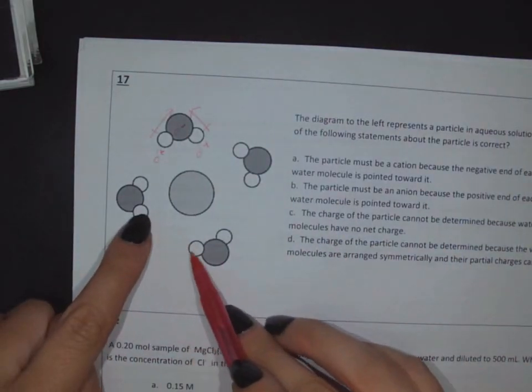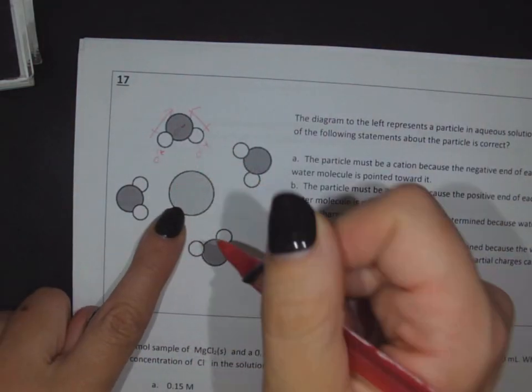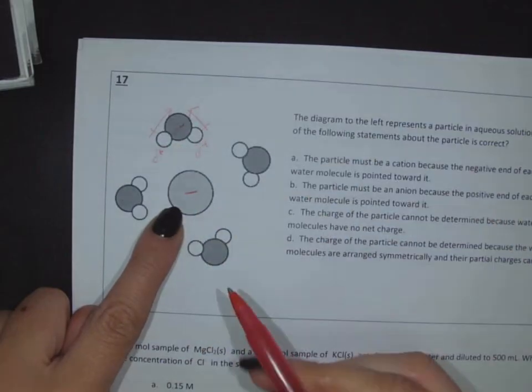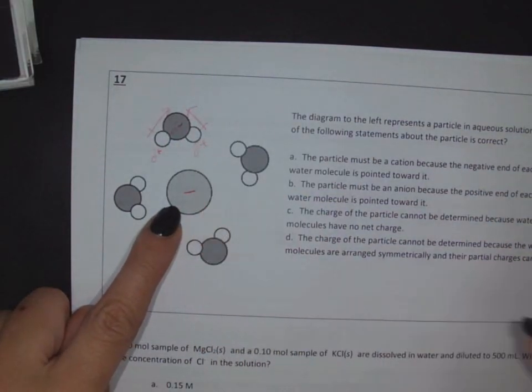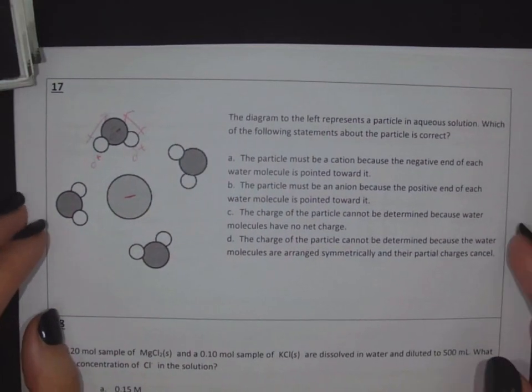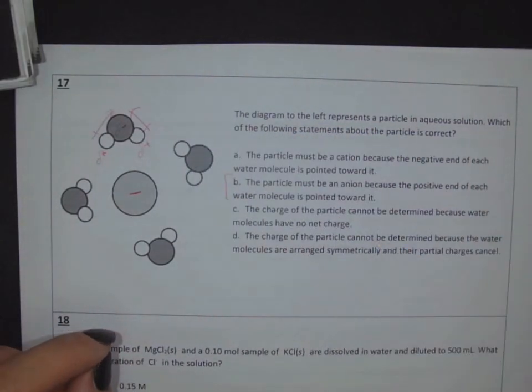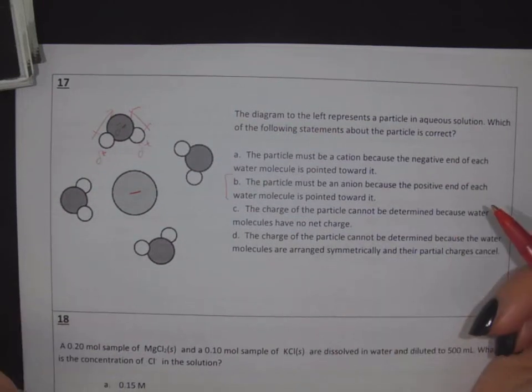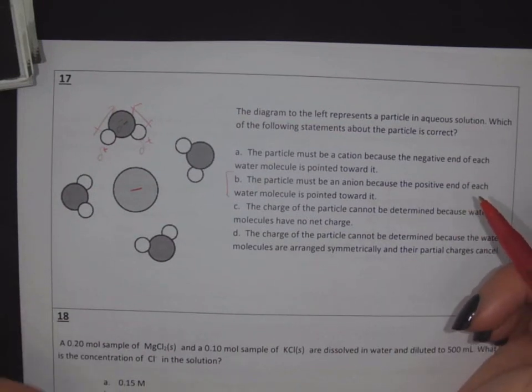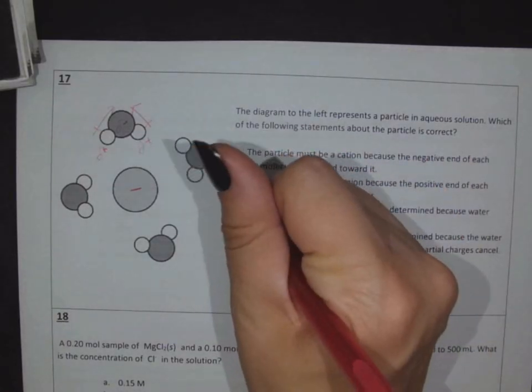So all of these positive hydrogens are surrounding this thing. This must be negative then, because we get that attraction between the positive and the negative. So the particle must be a cation. No. The particle must be an anion. Maybe. The charged particle cannot be determined. The charged particle. Okay, so then our answer is B. The particle must be an anion because the positive end of the water molecule is pointing towards it.